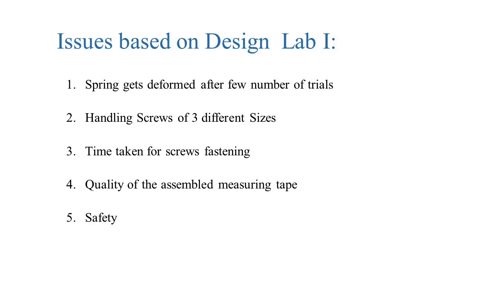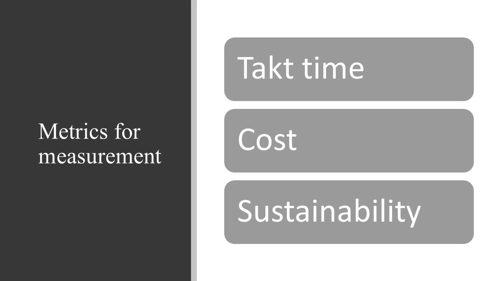The fourth was the poor quality of the actual product. After several assemblies, the pieces lost their shape and failed to pass quality check. And finally, the fifth problem was regarding the safety of operators. The metrics which we chose to measure how effective each of our potential solutions are will be takt time, cost, and sustainability. Sustainability is defined as development that meets the needs of today without compromising the ability to serve future generations. Sustainability deals with environmental related issues.